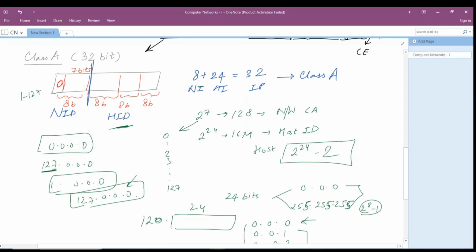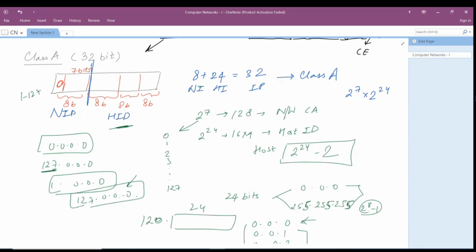So the total number of IP addresses with all the networks would be 2 to the power 7 into 2 to the power 24. Did you get it? If I have a very big company and I take one class A network, I would be able to get 2 to the power 24 IP addresses. That's fine.